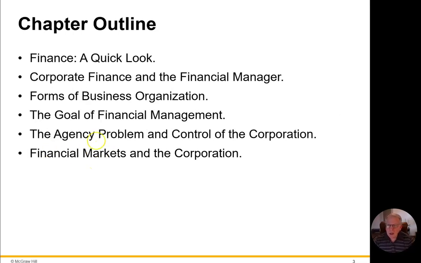So if we look at a quick chapter outline here, we've got finance, a quick look, then corporate finance and the financial managers, the forms of business organization, the goal of financial management, a possible agency problem and control of the corporation, and then financial markets and the corporation.